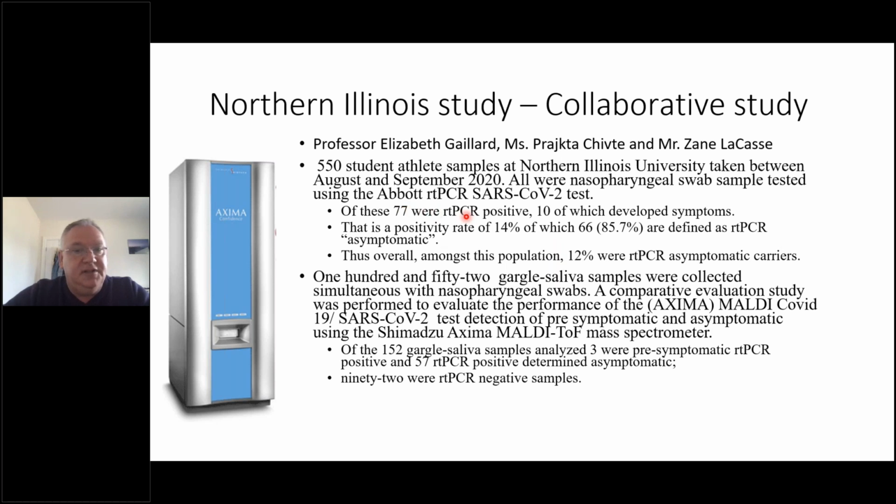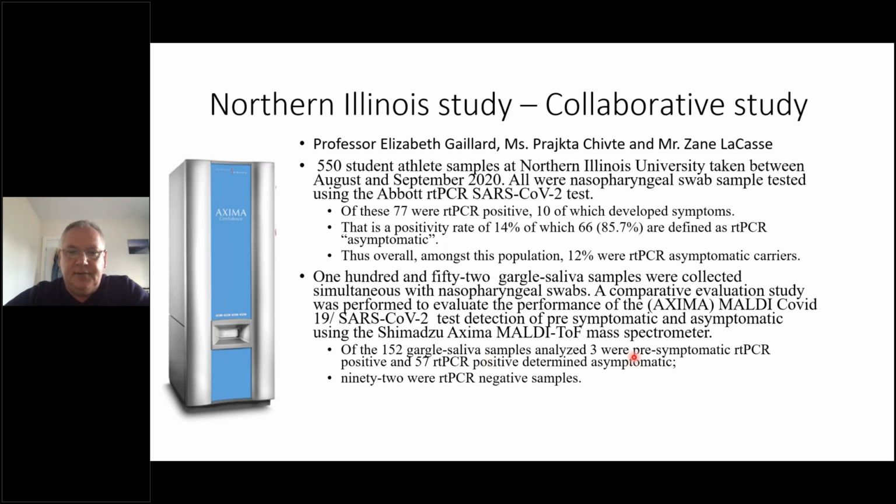Surprisingly, 77 were RT-PCR positive, and 10 of which had developed symptoms. So there was a large percentage of this asymptomatic population, which is the key population to look at in this cohort that Beth and her group were studying. Overall, amongst that population, 12% were asymptomatic, 14% came back PCR positive. Fortunately, amongst those, 152 gargle samples were collected simultaneously with the nasopharyngeal swabs. And Beth performed the test that we were developing, first version of it, on the Axima instrument, and very generously sent the spectra back to us to play with the mathematics of what peaks are important, which aren't.